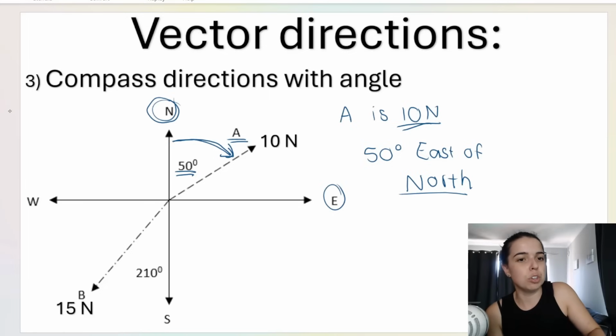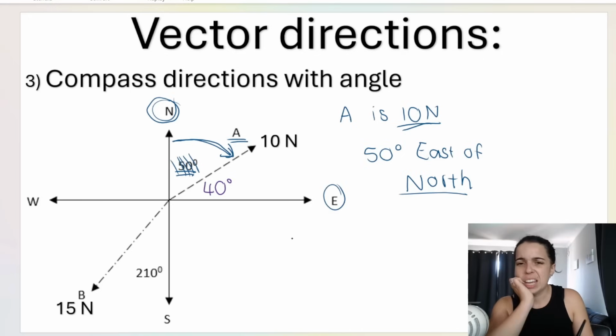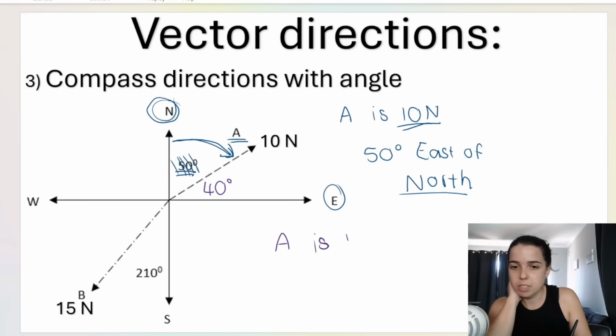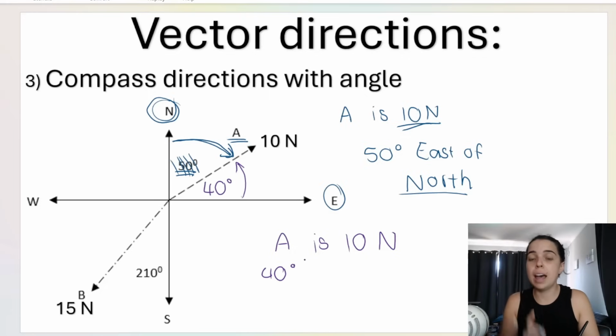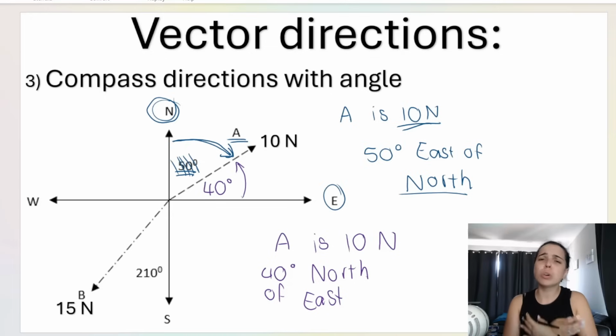So if I had to give you this angle here instead, say I didn't give you 50 degrees. Say I gave you this one over here. Say I said 40 degrees over here. And I said, what is the direction of vector A? You would say, okay, A is 10 newtons, still 10 newtons, but now I'm giving you the 40 degrees, and it's 40 degrees, but now your answer is north of east. Do you see that they swap? North of east. Now you might still be confused. Ma'am, why are the words swapping?